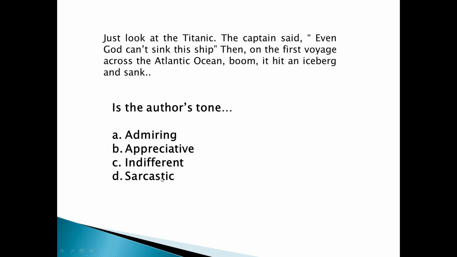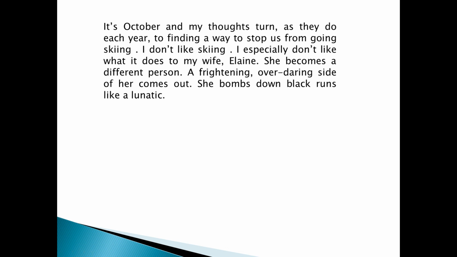Sarcastic tone. Why? Because in the first statement that he made, even God can't sink this ship, he was so confident about it. But what happened? On the first voyage across the Atlantic Ocean, boom, it hit an iceberg and sank. So the writer is being very sarcastic about the statement made by the captain. Don't you think so? So he's not admiring it, not being appreciative, not being indifferent, but he's being sarcastic about the statement of the captain. Let us look at one more example.